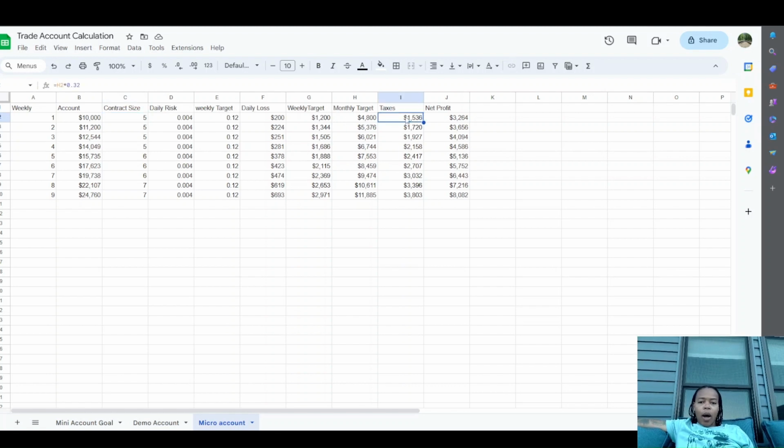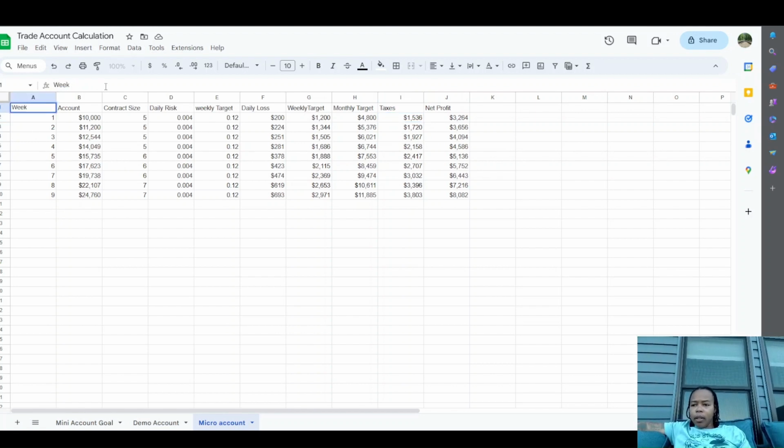When I think about taxes, I'm taking out 32% capital gains tax, given where I live in the US. Then I would end up with a net profit for that first month of 3264. This is with the understanding that it's not going to be a perfect line of awesomeness. I just realized I said week 1 and so on, so maybe I should take off the monthly target since I'm doing them weekly.